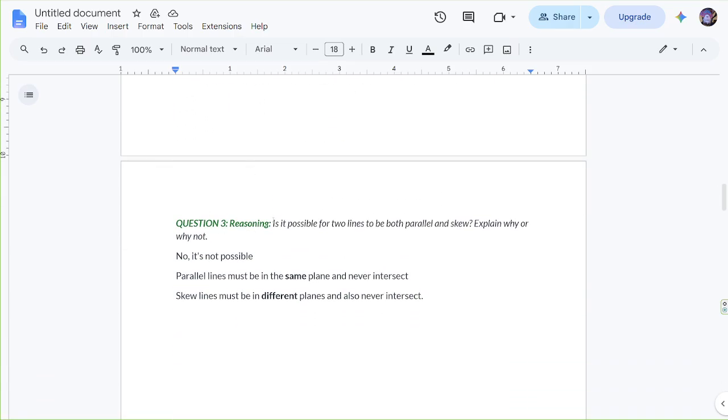Question 3, is it 3? Sorry. Is it possible for two lines to be both parallel and skew? Explain why or why not. No, it is not possible. Parallel lines must be in the same plane and never intersect. Skew lines must be in different planes and also never intersect. Emphasis on the word same and the word different. They're, of course, opposite. So if they're in the same plane, they're parallel, and if they're in different planes, it's skew. You can't have both. It has to be either same or different.